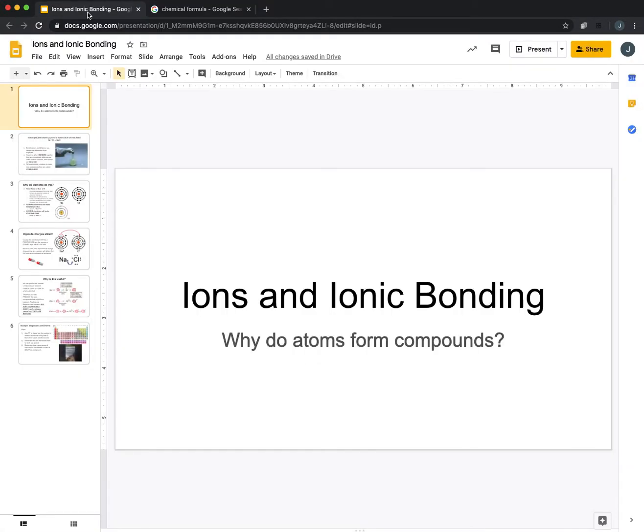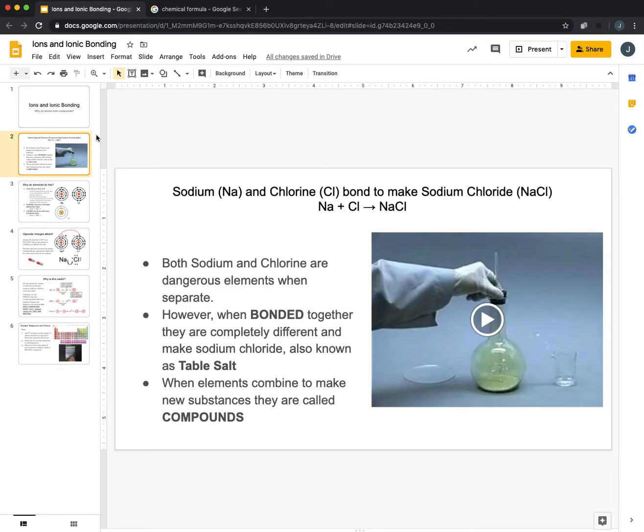So elements, a lot of the times, don't exist in those singular atomic structures. They're usually bonded to something else. And there's two different ways they can do that. One is through ionic bonding, and then there's another called covalent bonding, which we're going to get to in another video. So when we talk about ionic bonds, okay, the key word there are ions. So let's take a look at this quick little video that kind of talks about this bonding process.